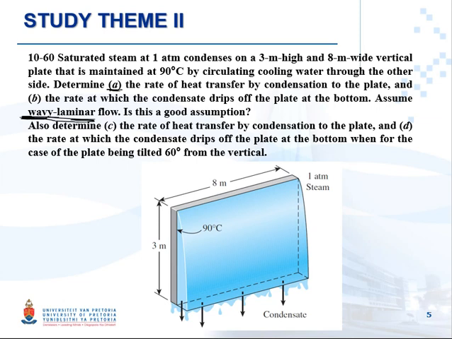And C is asking us to find the rate of heat transfer by condensation to the plate, and D, the rate at which the condensate drips off the plate at the bottom, for the case of the plate being at an inclination angle of 60 degrees. So let's start and see how we can sort it out.